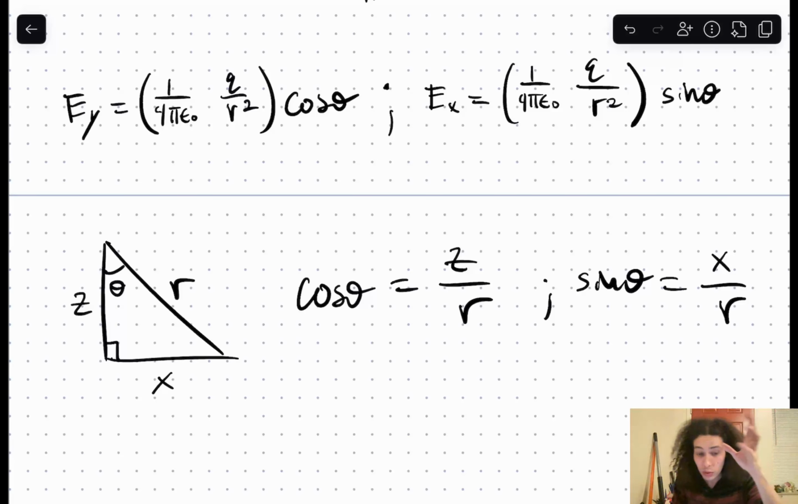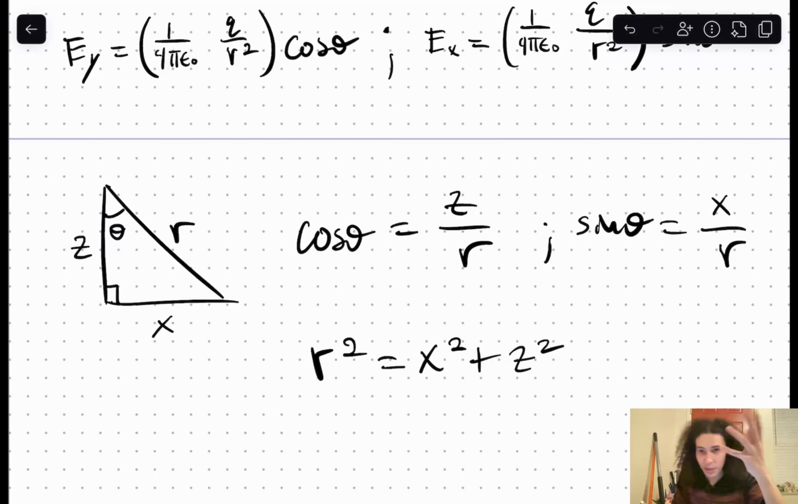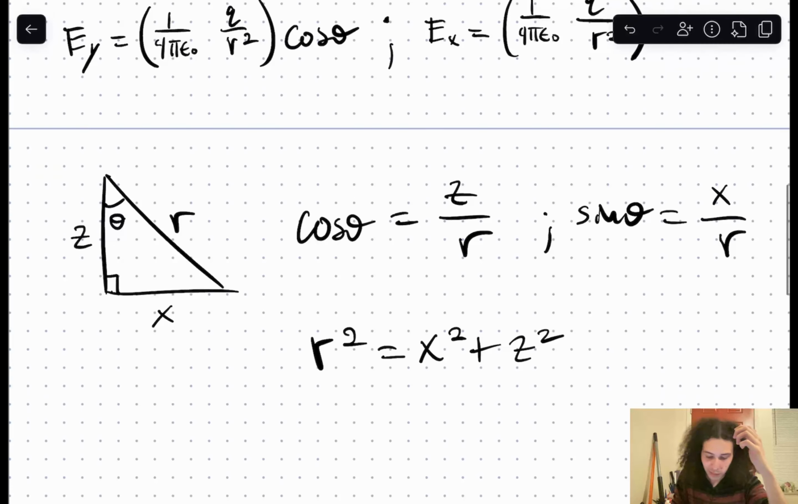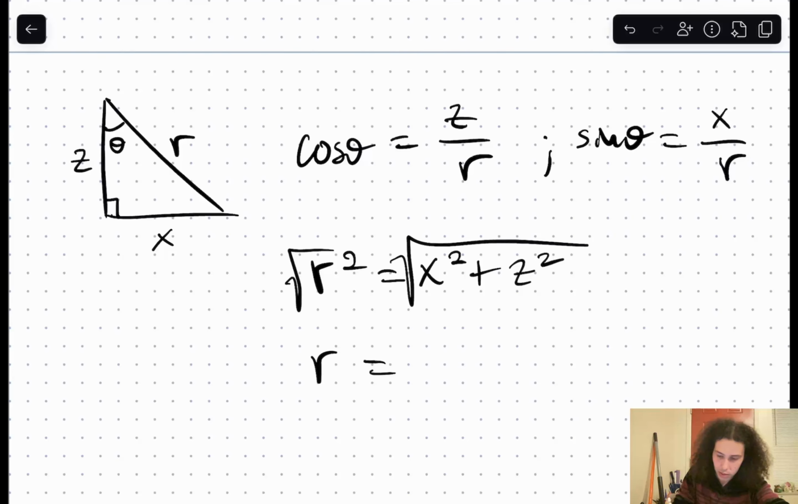And again, we're dealing with a Pythagorean triangle here, so the hypotenuse can be defined in terms of its components. Meaning that r squared is equal to x squared plus c squared. The Pythagorean theorem, the one we know and we all love, okay? Meaning that r, take the square root of both sides, plus or minus.